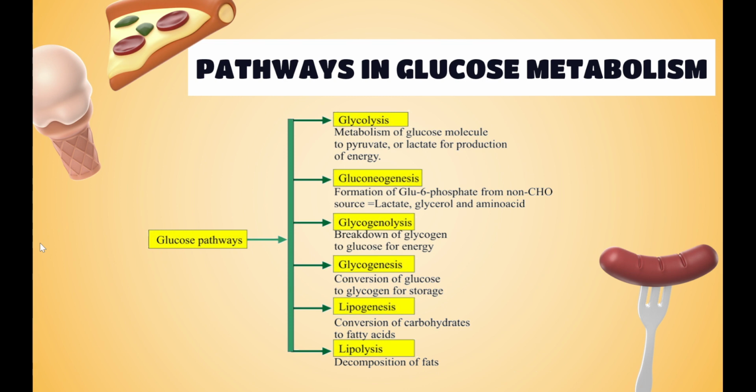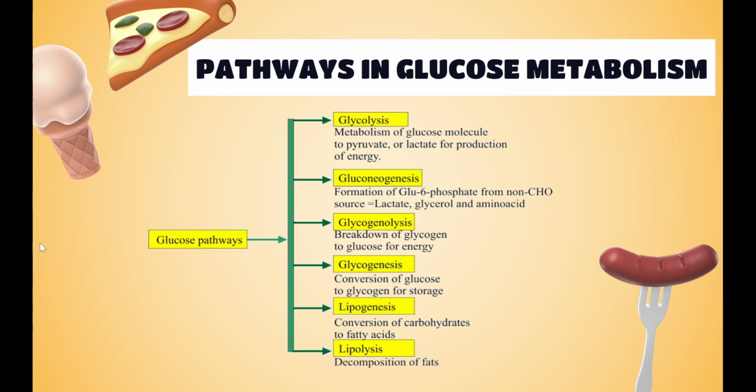Then we have your glycogenolysis. Remember the word glycogen and lysis. Diba? When we say lysis, meaning breakdown. So glycogenolysis is the breakdown of your glycogen to become your glucose to be used as energy. And then when we say glycogenesis, remember the word glycogen and also the word genesis. Diba? When we say genesis, parang creation.